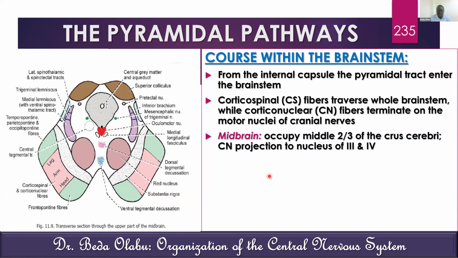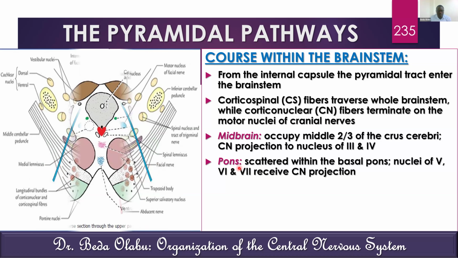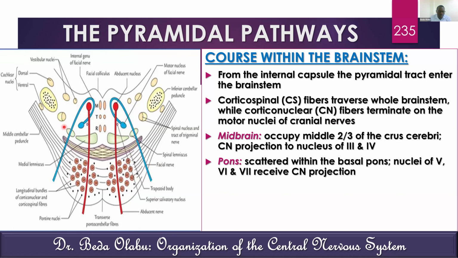So after leaving midbrain, the fibers go to pons. What happens to the pyramidal tracts when they reach pons? Within pons, we have two zones, the basal pons and the pontine tegmentum. The basal pons is the ventral aspect of pons. These fibers scatter within the basal pons in this manner. So the whole of that is pons, cross-section. This is pontine tegmentum, and this is basal pons. These fibers occupy the basal pons, but they are scattered within the basal pons.